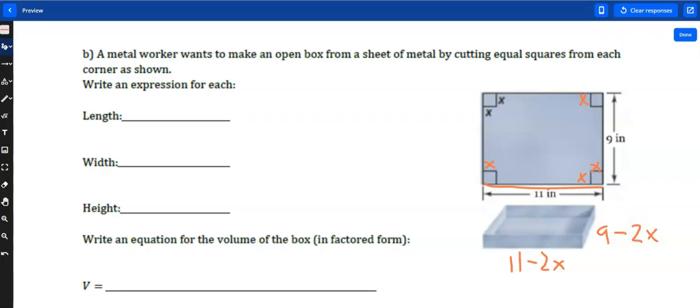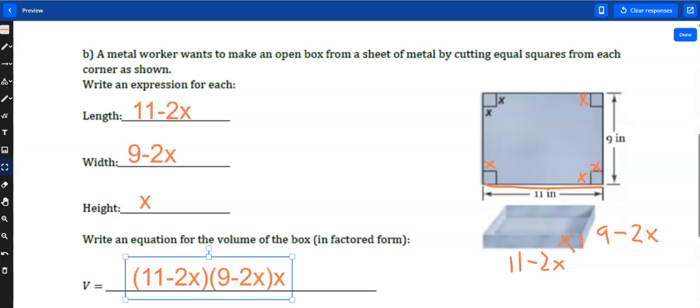Of course, when you fold everything up, what's the height of the box? Well, the height of the box is just plain old x. So the volume would be, and notice that they said factored form, right? That's the golden words, in factored form, so I don't have to actually put this in standard form. And then we're going to go graph this here in a minute.